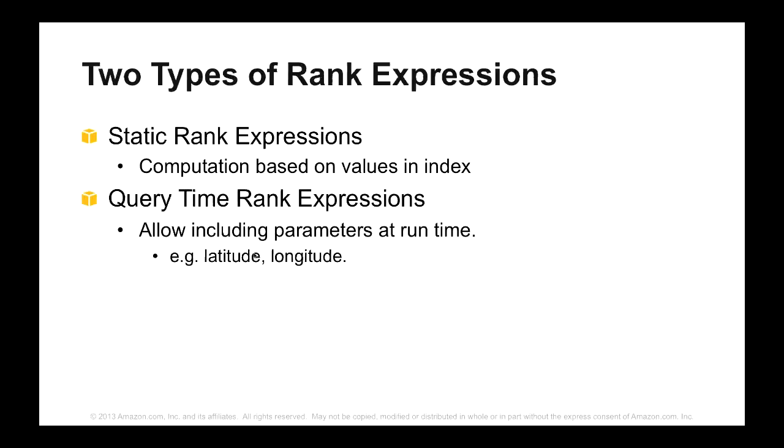Now, there are two types of rank expressions in CloudSearch. There are the static ones, which are just based on values in your documents, like number of likes, popularity, etc. And then there are query time rank expressions, which are kind of cool, which allow you to pass in the whole formula each time. And this is very useful because you can then include parameters in that formula, like, say, the user's latitude and the user's longitude. And then you can run that through one of the distance formulas. So we'll use query time rank expressions in CloudSearch to actually implement distance. This, by the way, is all documented in the CloudSearch Developer's Guide if you want to look at it in more detail.